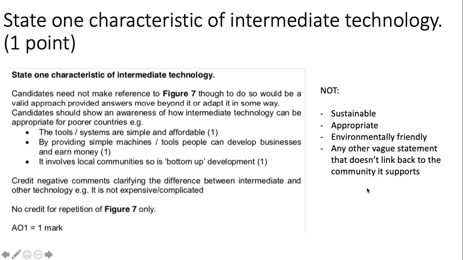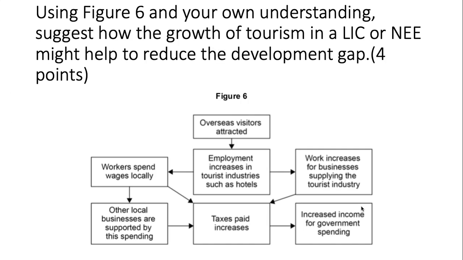What we're looking for, it needs to show, as it says here, how intermediate technology can be appropriate for poorer countries. So you're really making that link that intermediate technology is used by LICs as a simple and affordable method to either develop business or earn money. Okay.